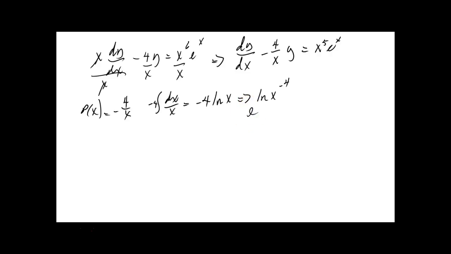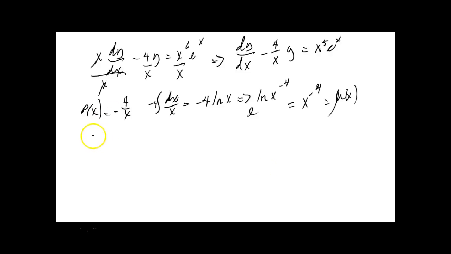Why? Because I wanted a ln by itself. And what does this give you? x to the minus 4. There is your integrating factor. That's your mu of x. Right? Mu of x, okay? And what do we do with that? Multiply by it everything in your standard form.